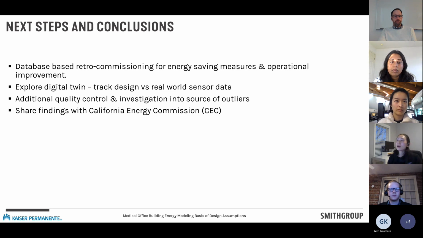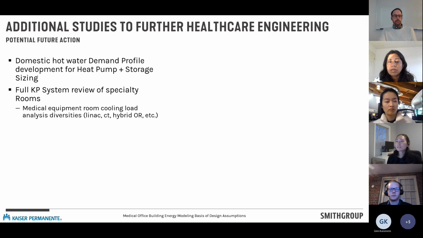Exploring the digital twin. So it would be great to be able to have more confidence in our energy models, being able to model a potential energy measure and feel confident in making a decision with moving forward instead of being unsure with trying something new. And lastly, sharing our findings with the California Energy Commission, making an impact beyond just Kaiser would be a great way to move forward. And for more inspiration, there's other studies we could see using this data for, like looking at domestic hot water demand profiles and developing heat pump and storage sizing criteria.